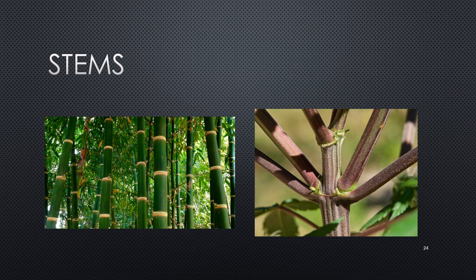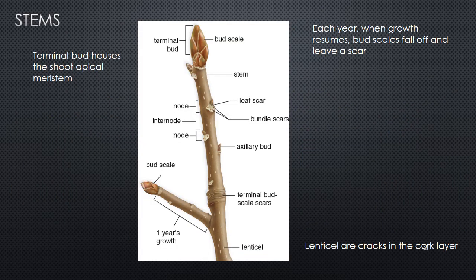All right, let's move on to stems. So our stems have our terminal bud, which contains the shoot apical meristem, and then has these bud scales that protect the bud. And then here's our stem. And each year when growth resumes in the spring, these bud scales fall off, they leave a scar, and then growth continues in that direction.